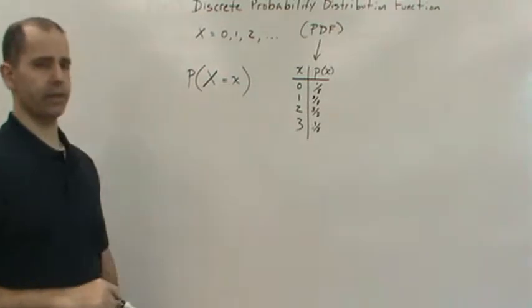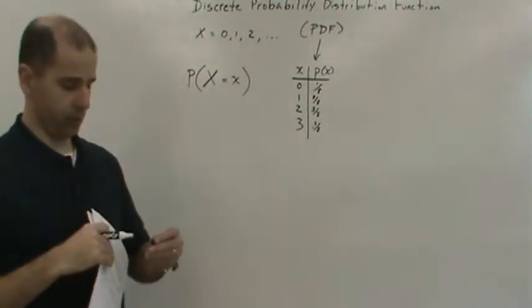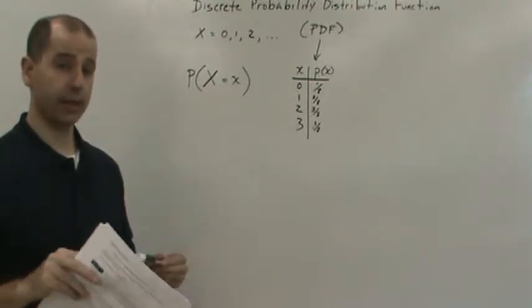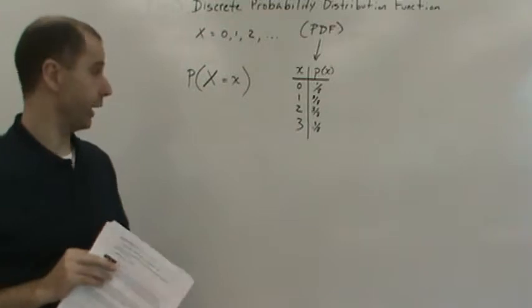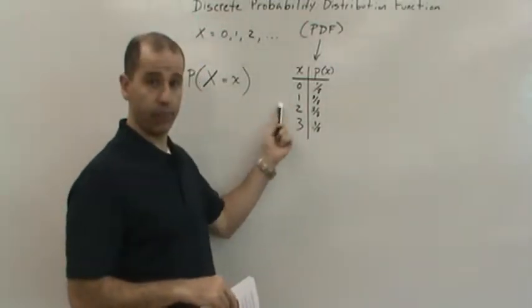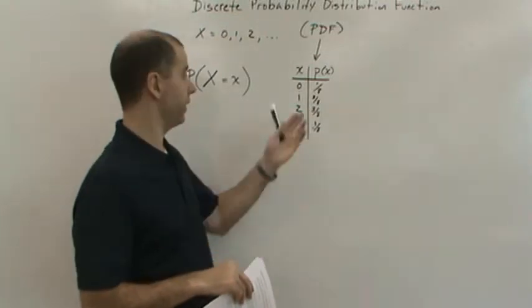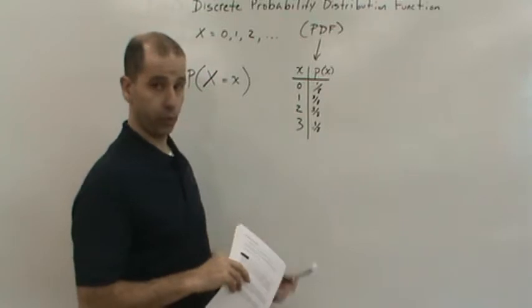Okay, and so let's say we have something like this. Well, this is a valid probability distribution because it satisfies the conditions that we talked about in chapter 3. So if we look at all of the values of x, these are all the possible outcomes for x based on what I've written down. So x can be 0, 1, 2, or 3.